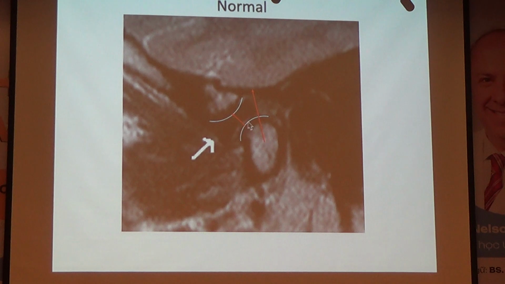And here, you can see there is a little space between the condyle and the disc.